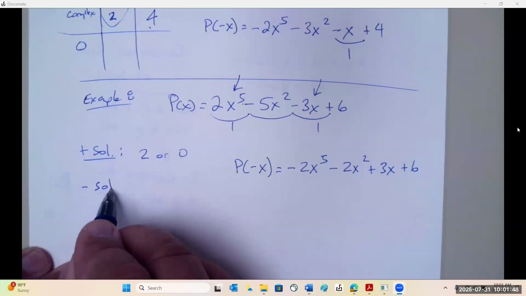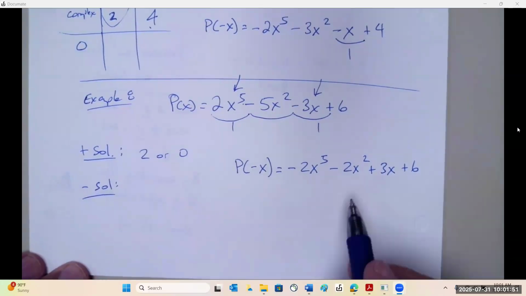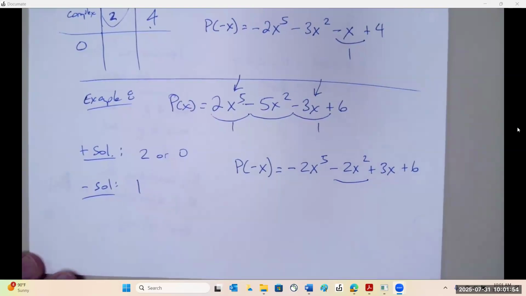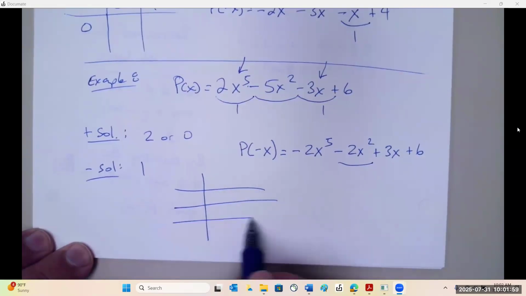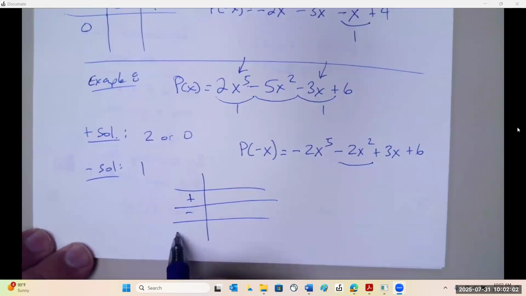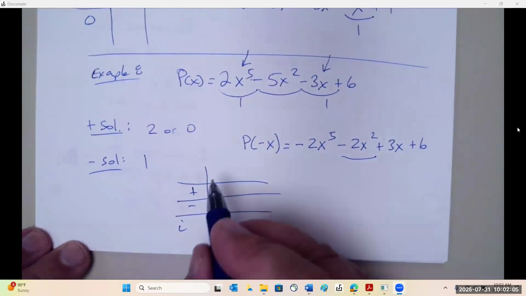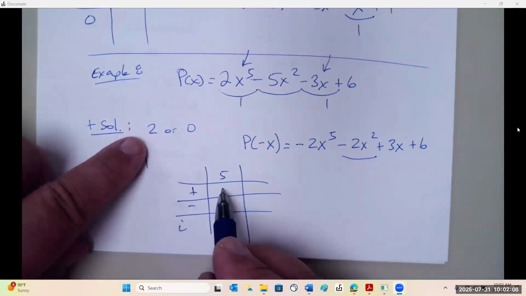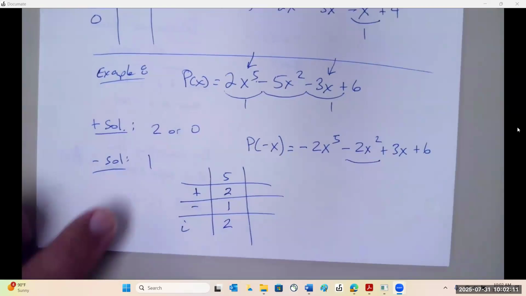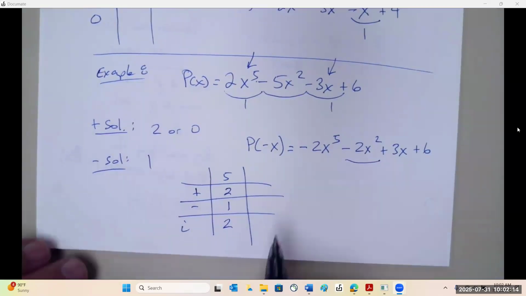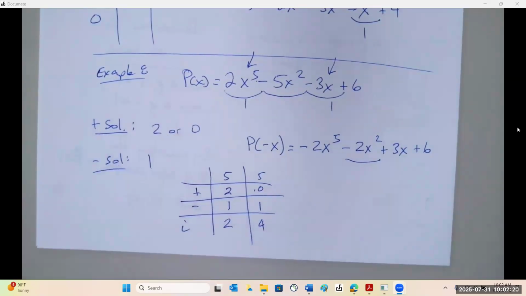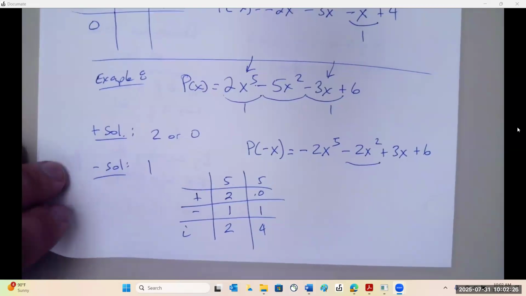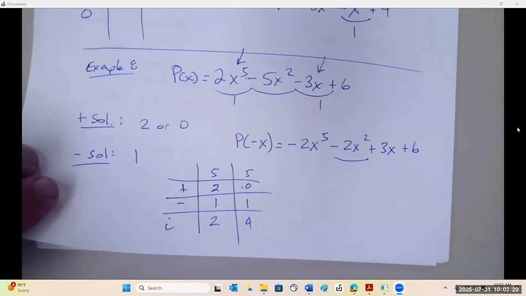So how many negative solutions do I have? Just one. So we have positives, negatives, and i's. They have to equal 5. So we can have 2 positives, 1 negative, which means we'll have 2 imaginaries. Or if we have no positives, 1 negative, then we have 4 of those. Everybody okay with this? Let's do another one.